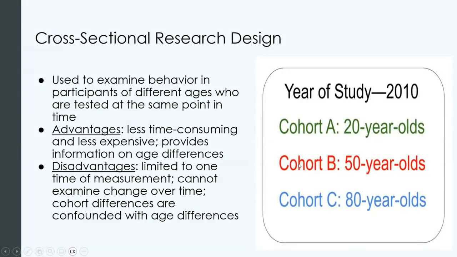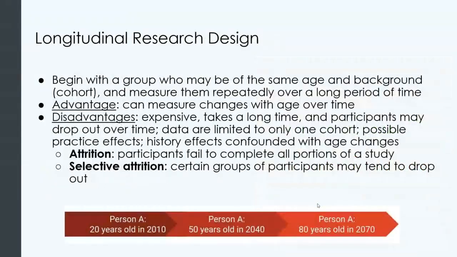Because we only took one shot of their behavior, we don't know if we caught them on a good day or a bad day. We don't know if their behavior is stable over time. And maybe there's something unique about these 50-year-olds that made them stand out, but the next time we do it, the next 50-year-olds won't be the same. So there can be lots of disadvantages to just doing cross-sectional research designs. And therefore, longitudinal came about.